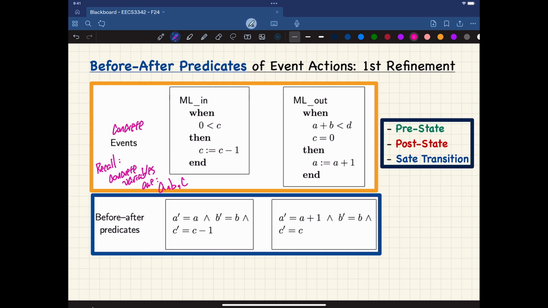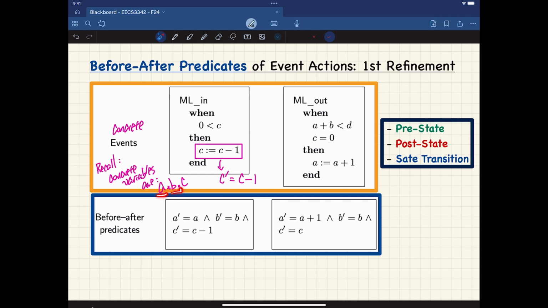Right? So the way for you to figure out the before-after predicate is a little bit trickier. Not too bad. For example, if you look at this one here, it is going to be c prime equals c minus 1. So we are saying that if you try to make a transition using MLN, the post-state value of c should be equal to the pre-state value minus 1. Straightforward. However, if you only write this as the before-after predicate, it's not complete because you have only addressed c prime. What about a prime and b prime?